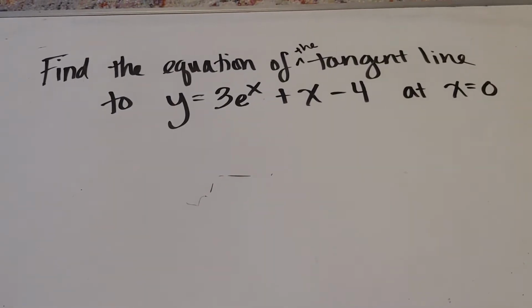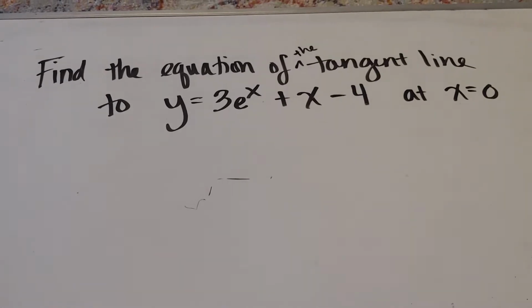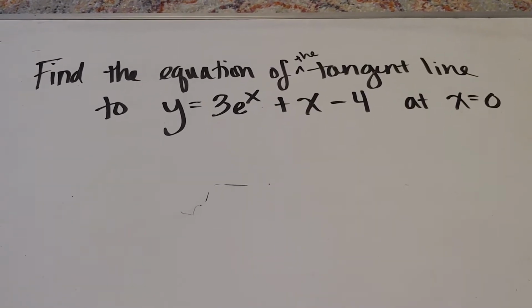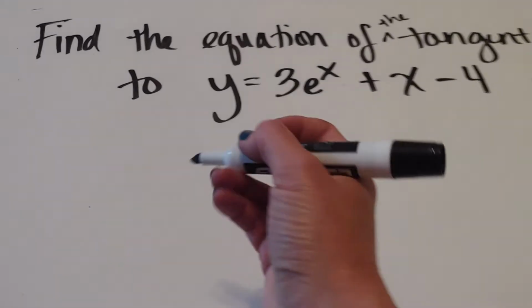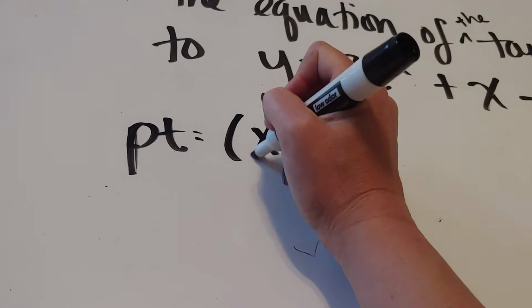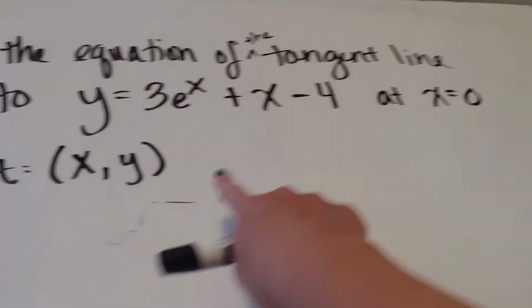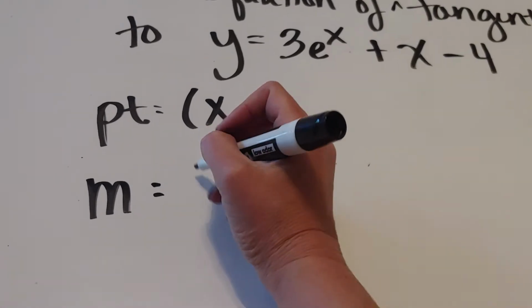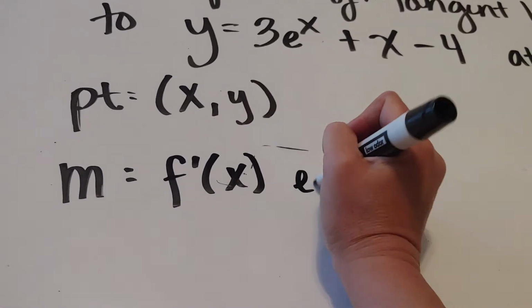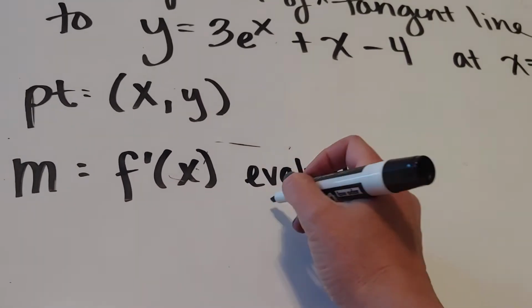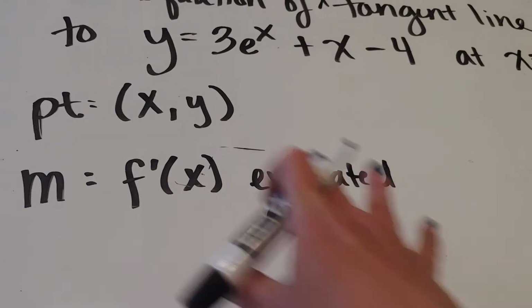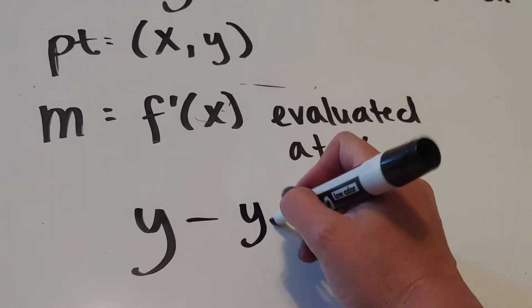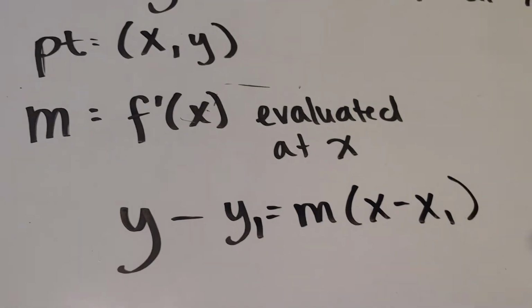All right, we're going to look at finding the equation of the tangent line to y equals 3e to the x plus x minus 4 at the point x is 0. So one of the things I want to remind you about finding the equation of a tangent line is that we need the point, and I need that point to be an x comma y. And right now I only have the x term, so I need to fix that. And I need the slope. And that slope is the derivative evaluated at our point. Once I have those two things, all I have to do is glue it together in our point slope form.